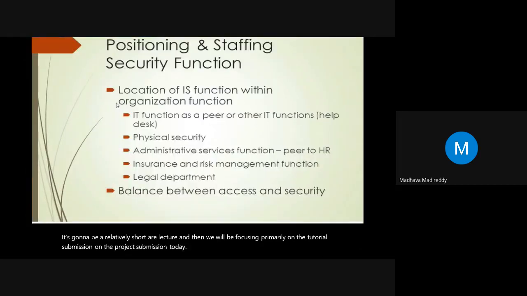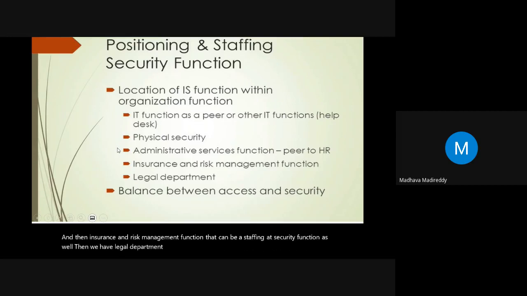So let's look at positioning and staff security function. So the location of the information security function within the organization. The information technology function is a peer to other IT functions, such as the help desk. The other security functions could be physical security and administrative services functions. They can be peer to HR functions, and then insurance and risk management function, that can be a staffing and security function as well. Then we have the legal department.